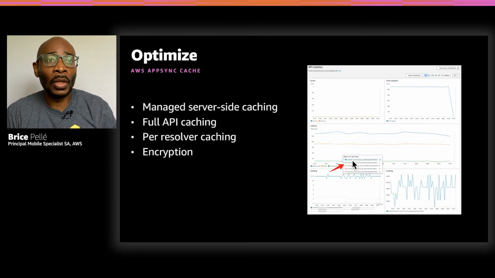So it's fully managed. You can set it up to do full API caching, and at that point, all of the requests are cached, and then you will be able to provide that millisecond type of response to your request. Or you can set up per resolver caching. You may have some resolvers that you do not want cached, where the data is changing rapidly. But you may have some other resolvers where you know that the data does not change that much. Maybe it's a read-heavy system and you want to put a cache in front of one of your queries. So you can turn that on. And of course, you can turn on encryption as well to protect your data, both at rest and in transit.